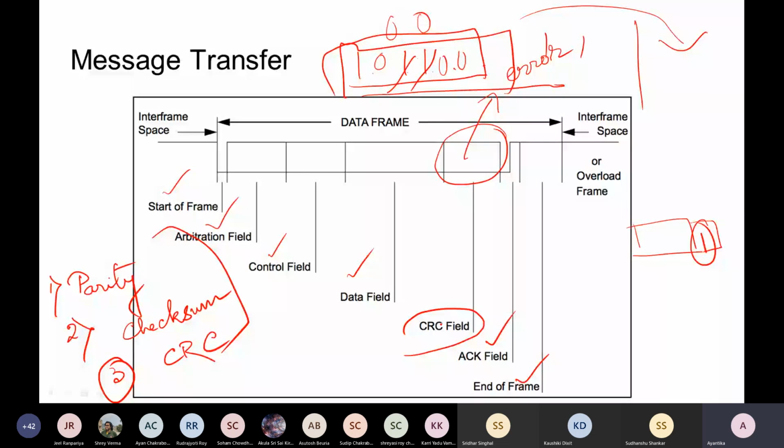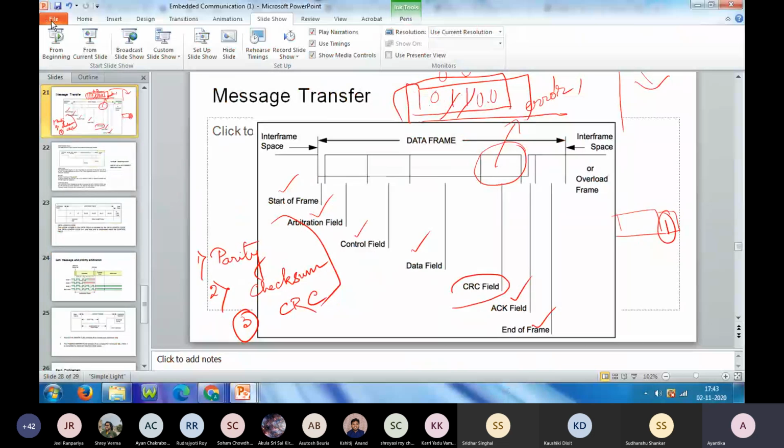In case of CRC, we define a particular CRC polynomial, and set maybe some n plus 1 bit value. One second. I'll just give you the idea of it after this.